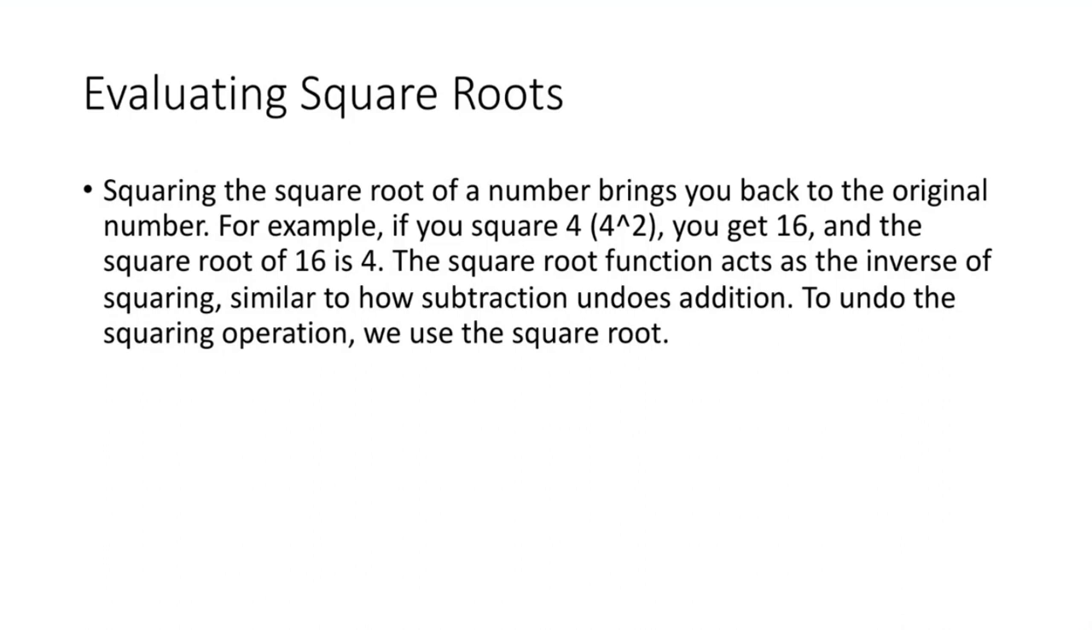A lot of techniques in mathematics use inverses, right? The inverse of addition is what? Subtraction. The inverse of multiplication is what? Division. So the inverse of squaring a number is taking the square root, right? Squaring the square root of a number brings you back to the original number. For example, if you square 4, where you have 4 squared, then you'll get 16. And the square root of 16 is going to be 4. So the square root function acts as the inverse of squaring, similar to how subtraction undoes addition. To undo the squaring operation, we use the square root, right?